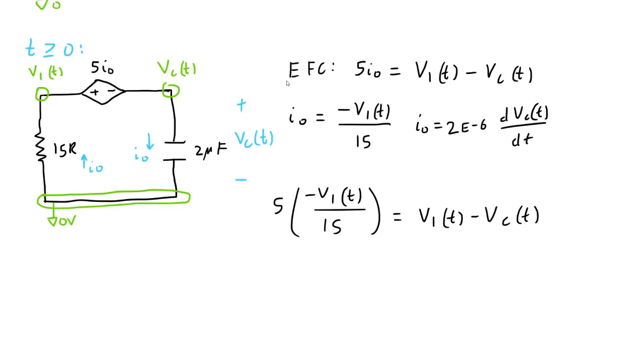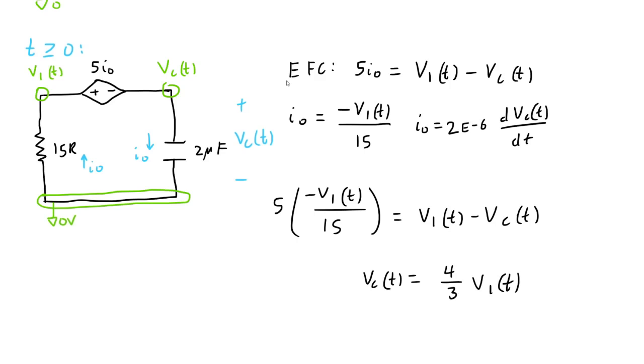So if we multiply this out, it's going to become minus 1/3. I'll move it to the other side. Is it 5 over 15? Yeah, minus 1/3. Minus 1/3 V1, and I'll move it to the other side, so it'll become plus. So VC(t) equals 4/3 of V1(t).